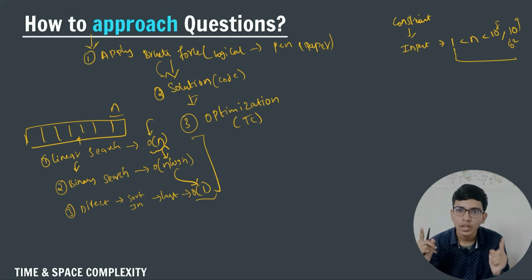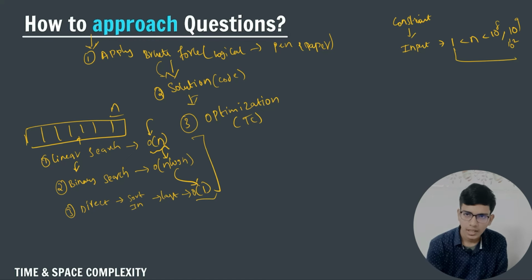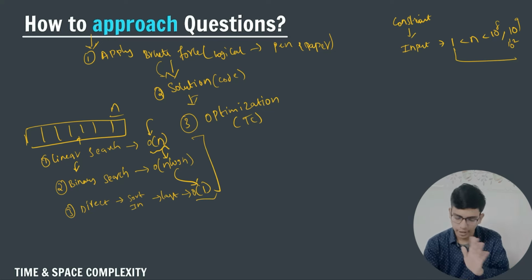That is known as brute force, and in some cases the brute force approach is not that efficient. So to make our code efficient, we need to optimize. We need to think about what is the best time complexity I will get for this code. After getting the optimization, these are the things we need to think about.